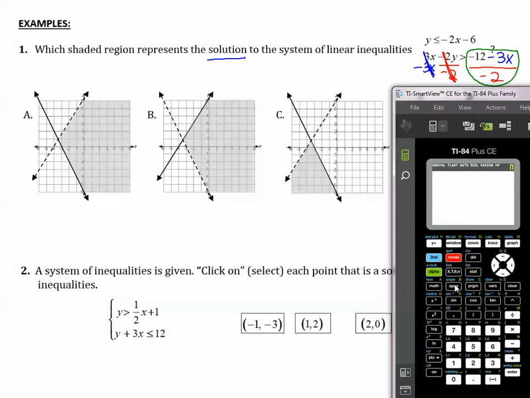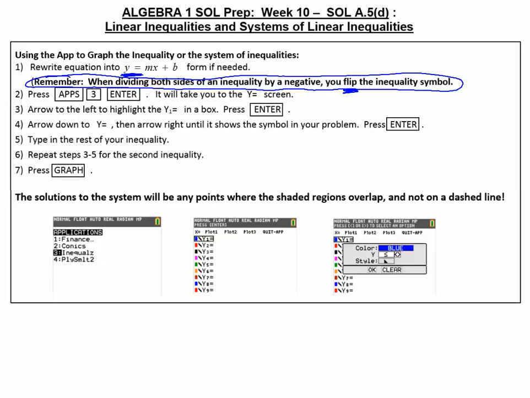So as the directions say, we're going to press Apps. I'm doing inequalities, so that's 3. And then Enter. Notice in the y equals screen, it looks a little bit different. Let's go back to the directions where it tells us how we arrow to the left to highlight the y1 in a box and we press enter. So after this screen, we're highlighting over here. We're going to get what looks like this so that we can change this symbol right there. Let's go back to our calculator.